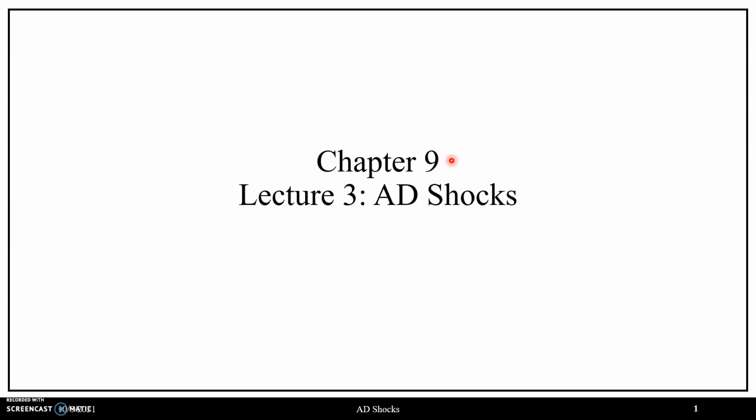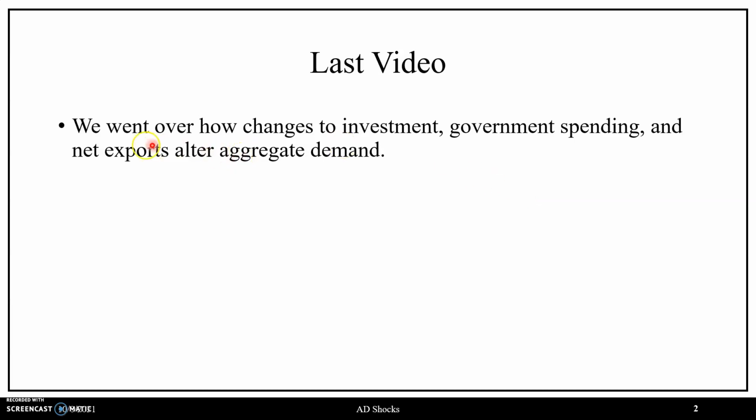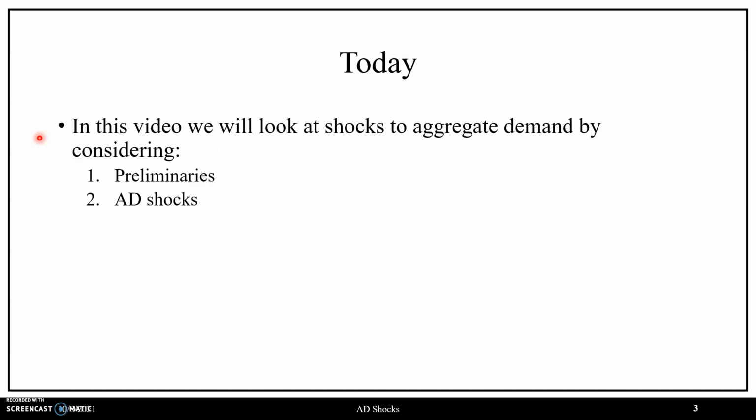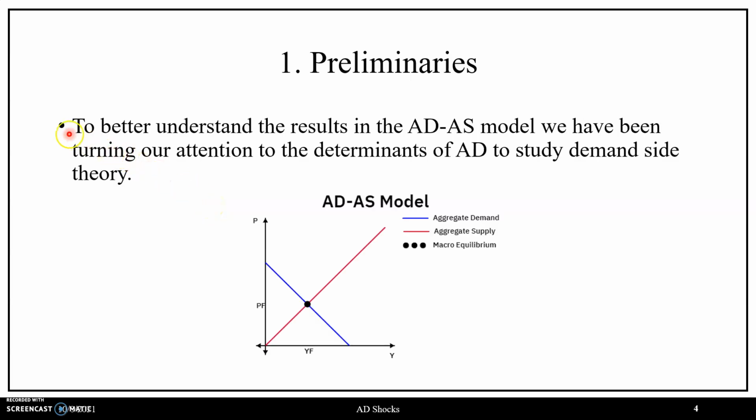In this video, we continue our discussion on Chapter 9, in which we go over AD shocks, where in our last video we went over how investment, government spending, and net exports alter aggregate demand. Now that we've considered all four components of aggregate demand, in this video we seek to consider shocks to aggregate demand by considering some preliminaries in order to go over our AD shocks.